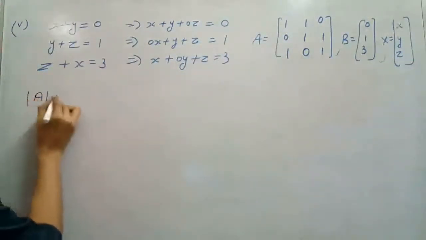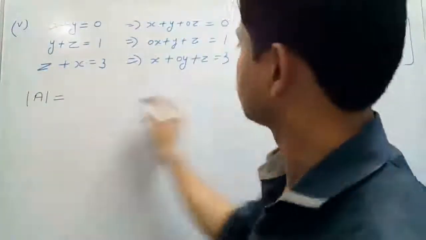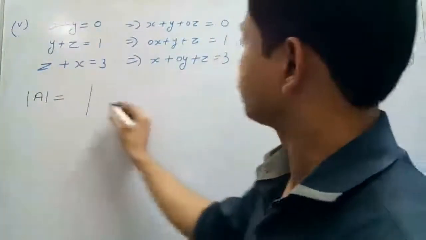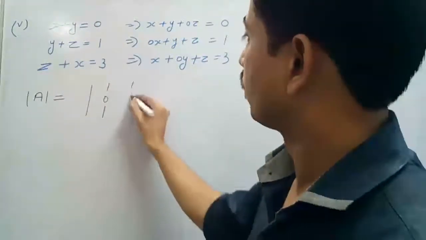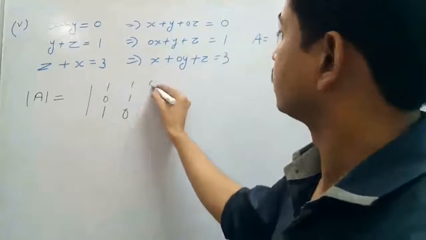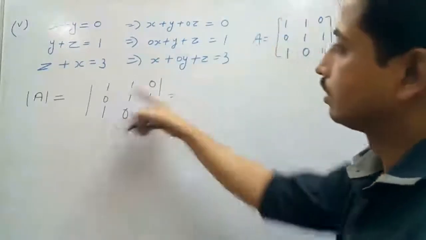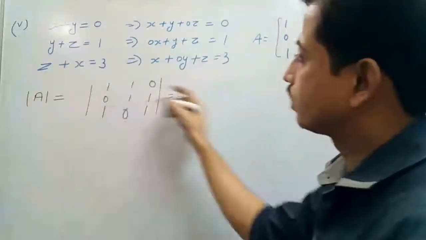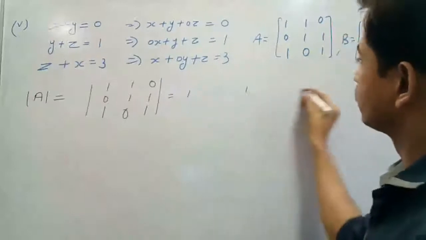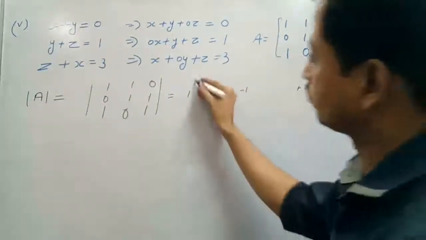Now our step is to find out the determinant of A. What's A? A is this matrix. 1, 0, 1, 1, 1, 0, 0, 1, 1. Now simply solve it. I am going to expand along R1. So this one is R1: 1, 0, 1. The signs are positive, negative, positive.